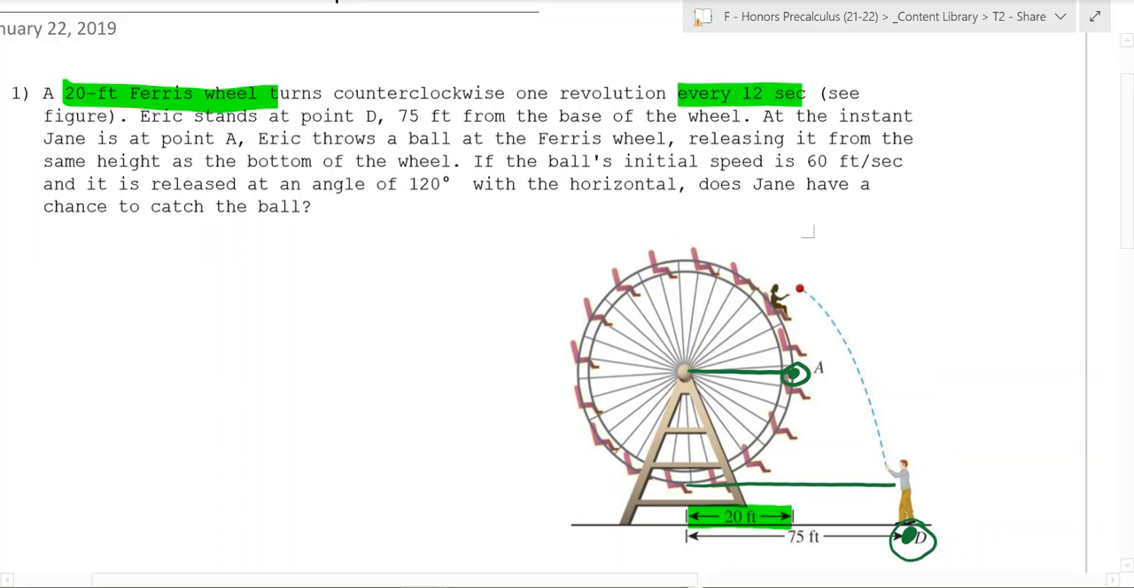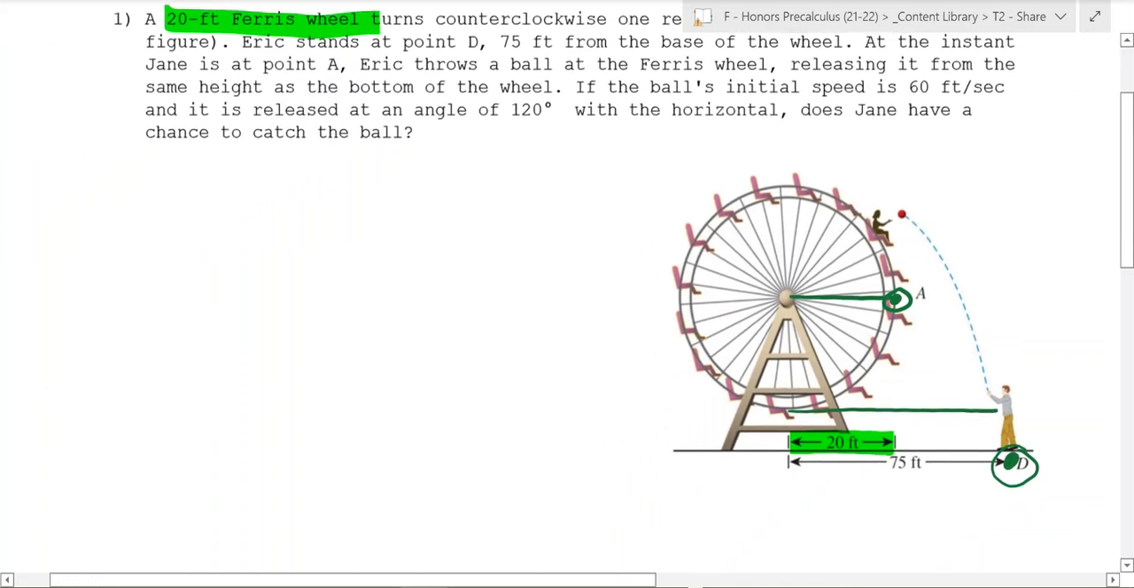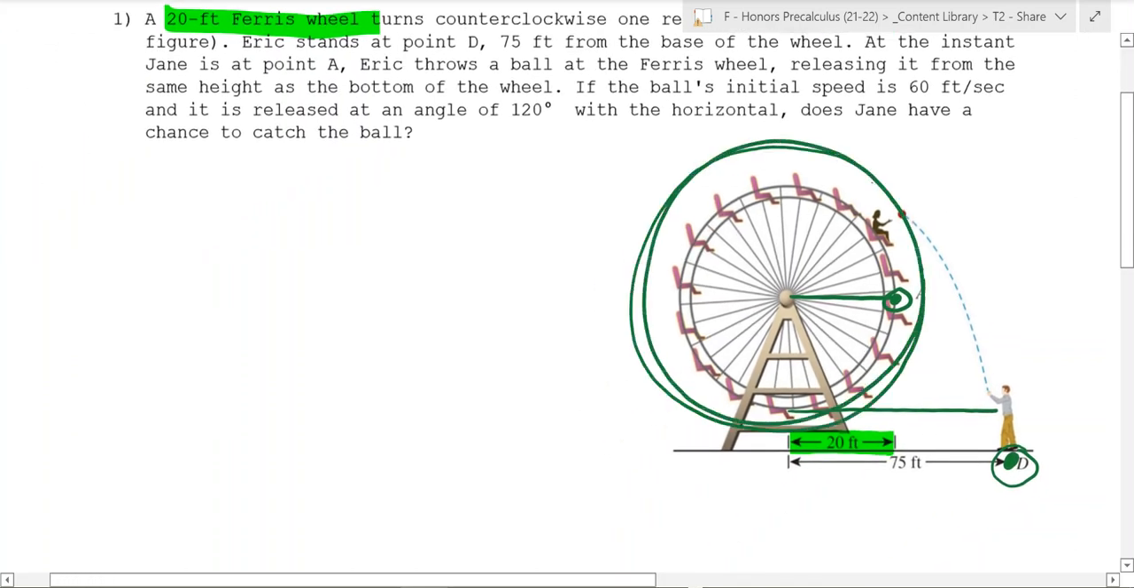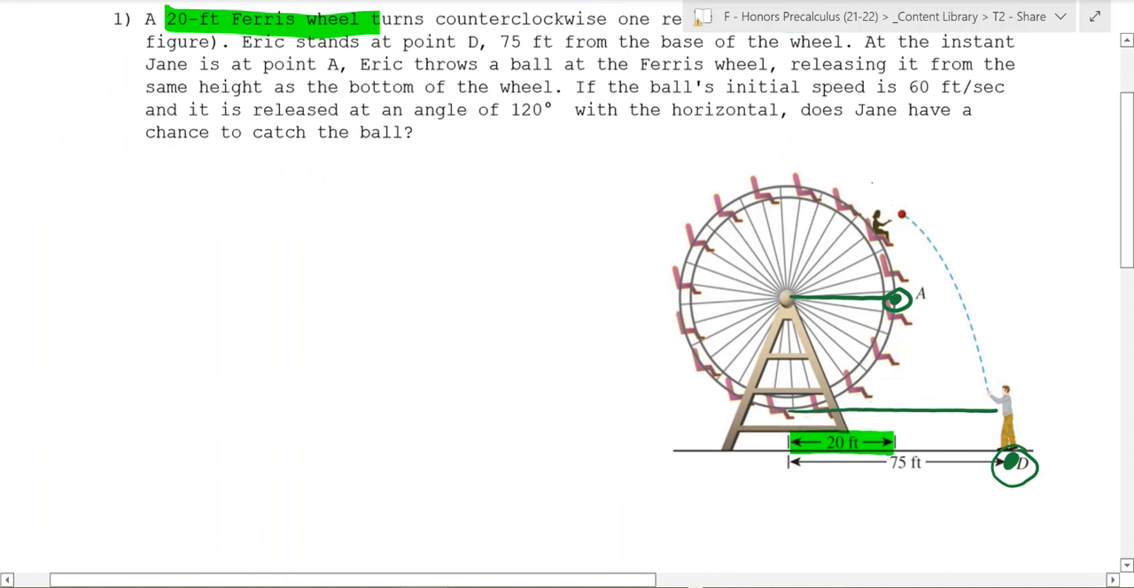So what's going on here is Jane is going around this Ferris wheel, at certain times just going around and around and around, and the ball is being launched up, and the ball will have a path like this. So we're going to try to figure out, does the ball ever get close enough to Jane that she has a reasonable chance of catching the ball? So first of all, let's model the Ferris wheel with a parametric equation.